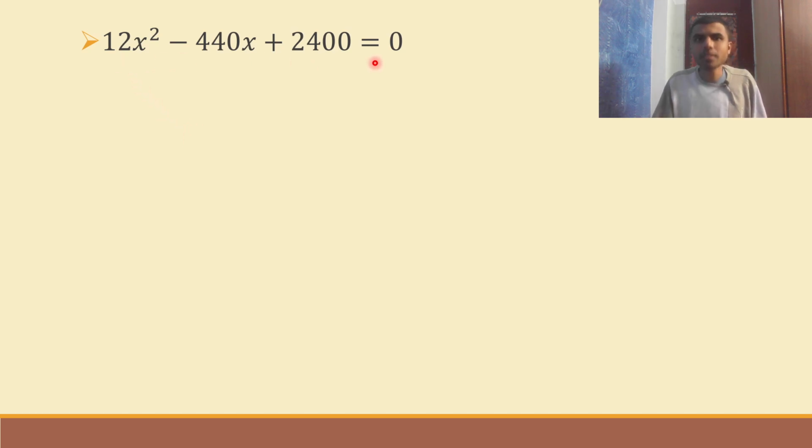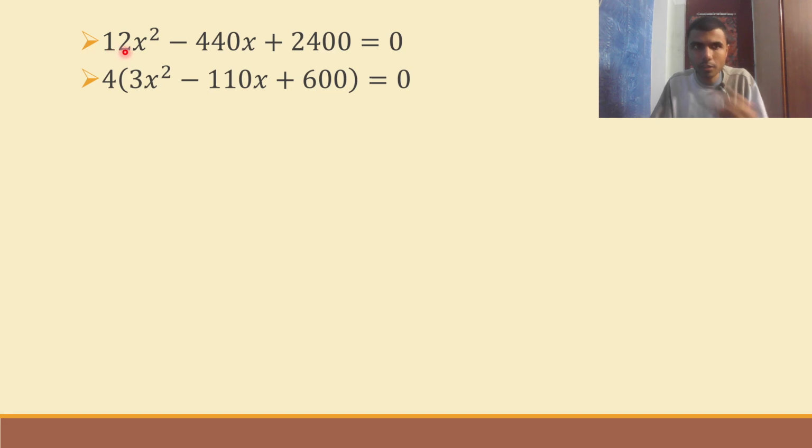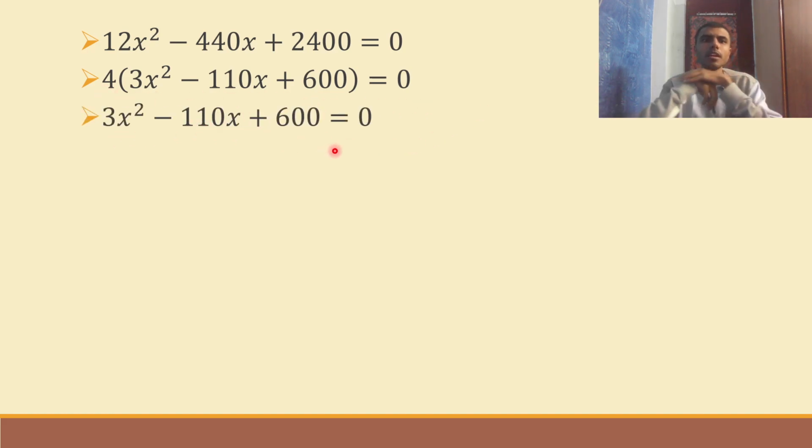This is a quadratic expression. How to simplify it? First, let's see if we can take something common. 12 contains 4, 440 contains 4, 2400 contains 4, so I can take 4 common. I'd get 3x square minus 110x plus 600. The 4 you can send to the other side. So 3x square minus 110x plus 600 equals 0. Now what to do? I'll tell you how to factorize this. If you know it, well and good, otherwise I'll go from the basics.